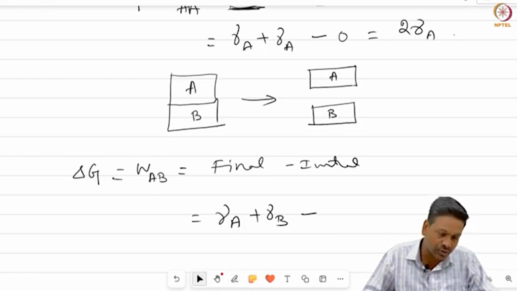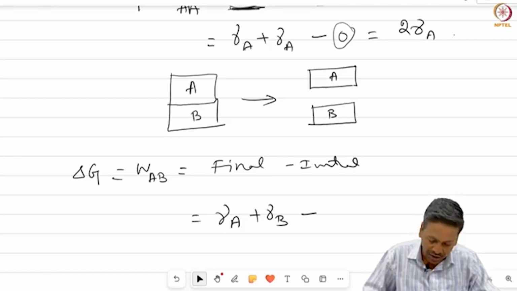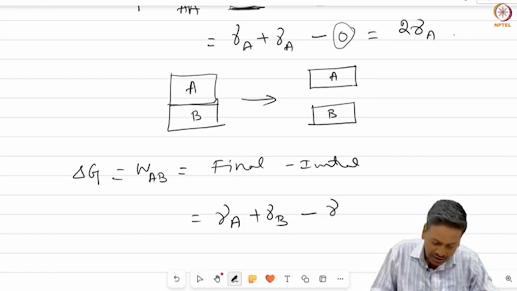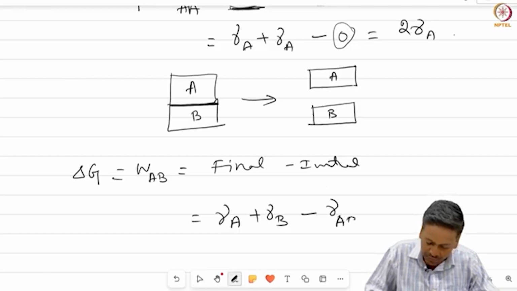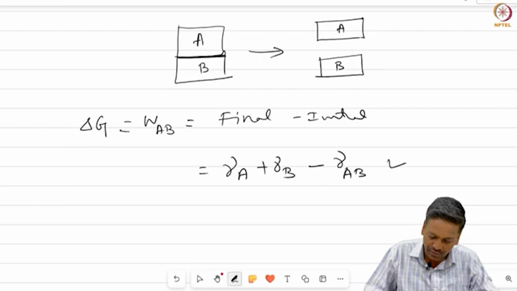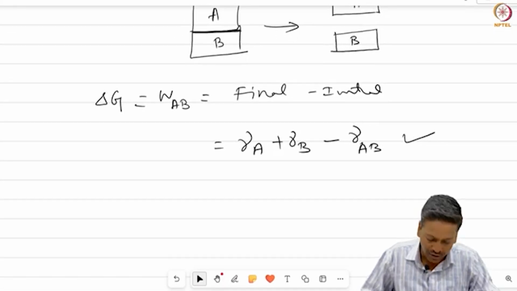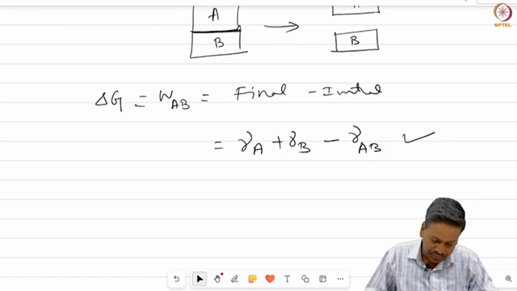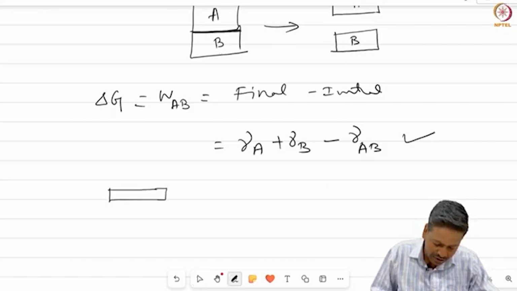In the previous case, there was no interface, so the energy at the initial configuration we took as 0. But in this case, the interface does exist, so you have to take that into account. The energy at this point is nothing but gamma AB. So this is going to be my work of adhesion.